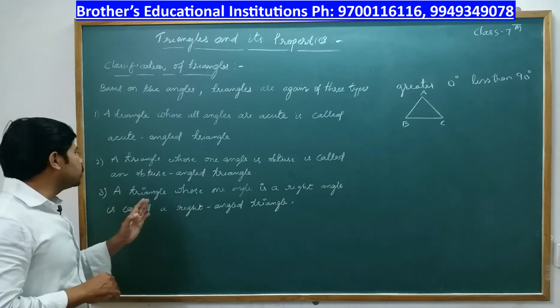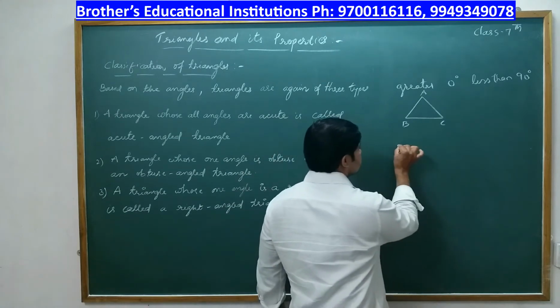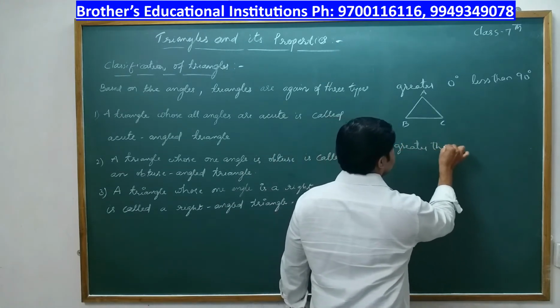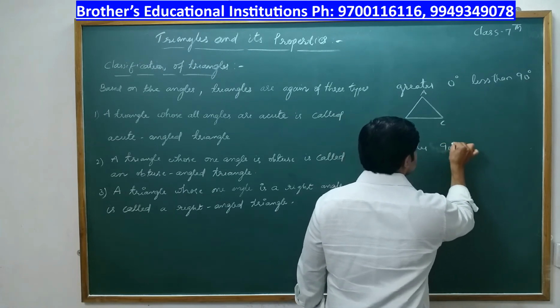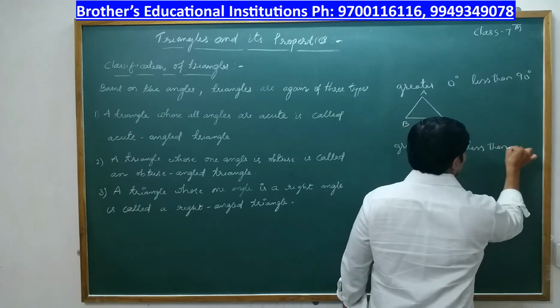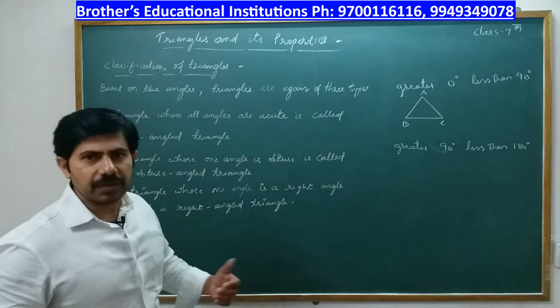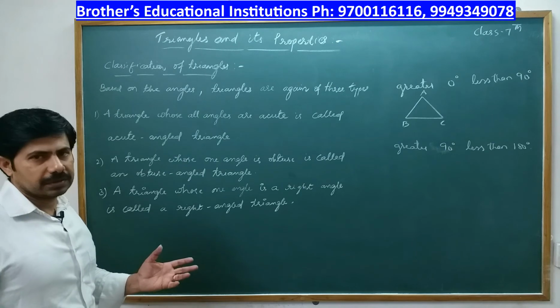Now obtuse angle triangle. What is obtuse angle triangle? An obtuse angle is greater than 90 degrees but less than 180 degrees. Then we say it is obtuse angle triangle.